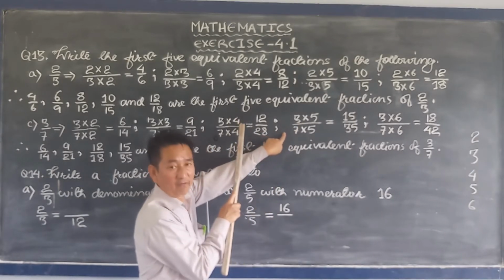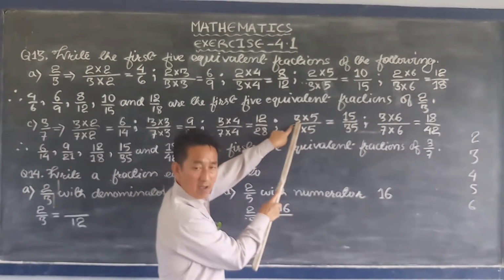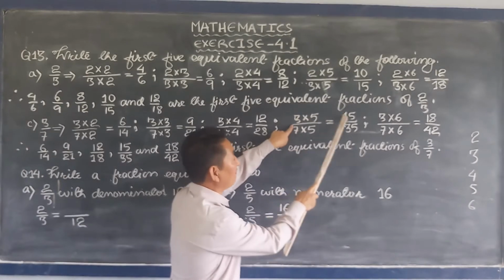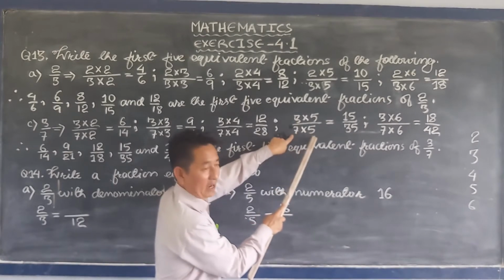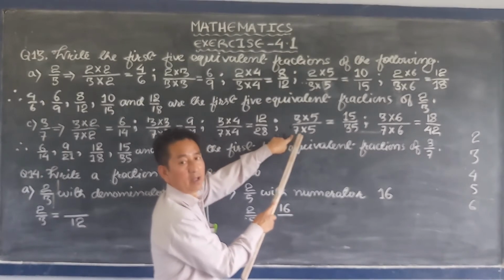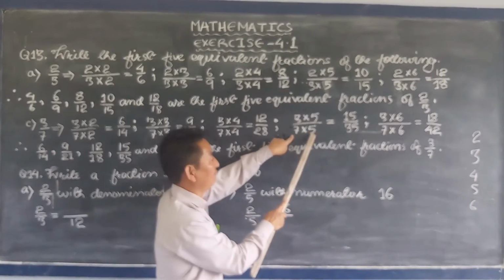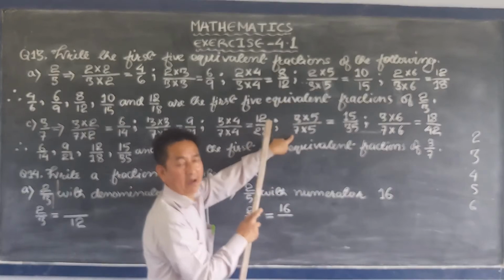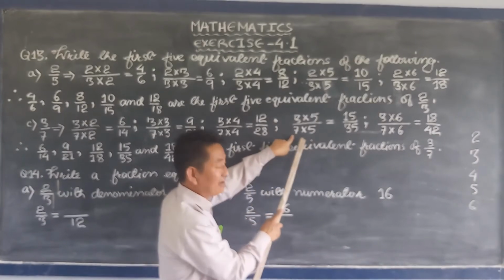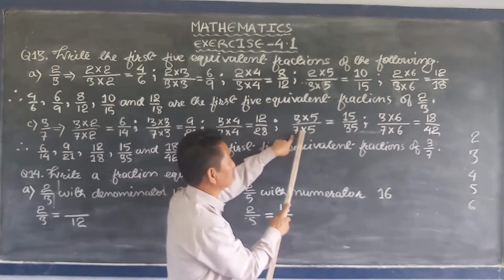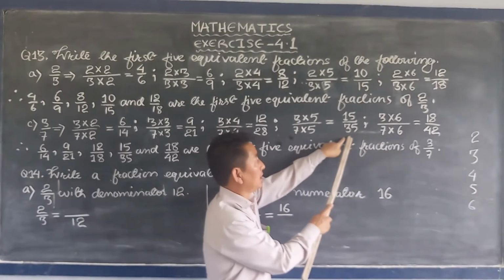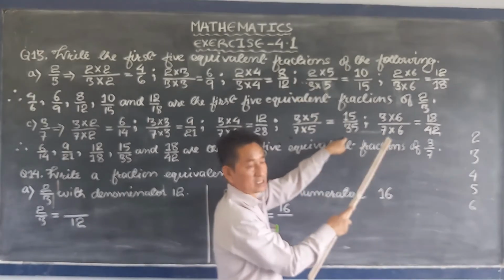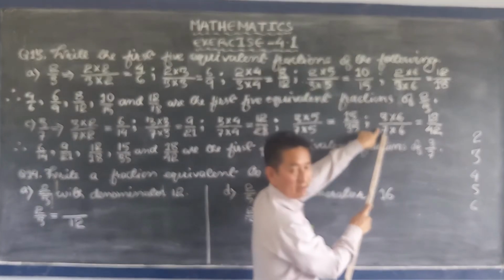What comes after 4? 5. 5 3s are 15. Now 7 into 5: 5 1s are 5, 5 2s are 10, 5 3s are 15, 5 4s are 20, 5 5s are 25, 5 6s are 30, 5 7s are 35. Now again we will write 3 by 7. Now what comes after 5? 6. Now 3 by 7.